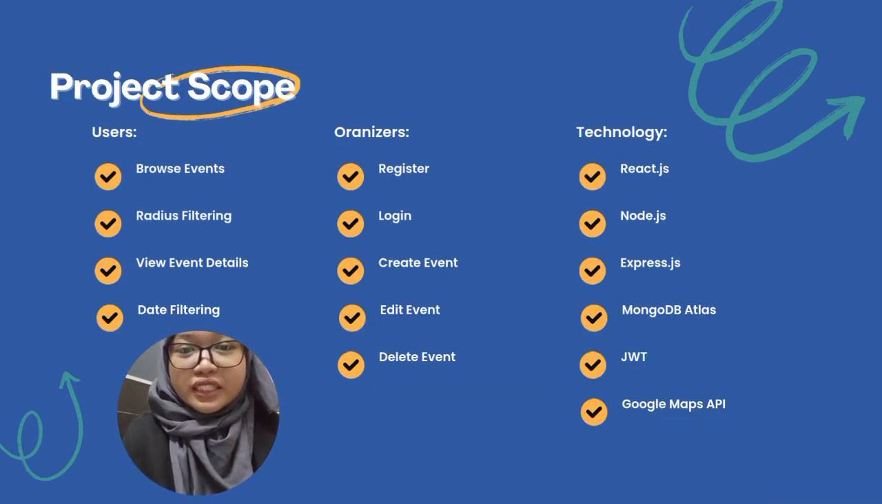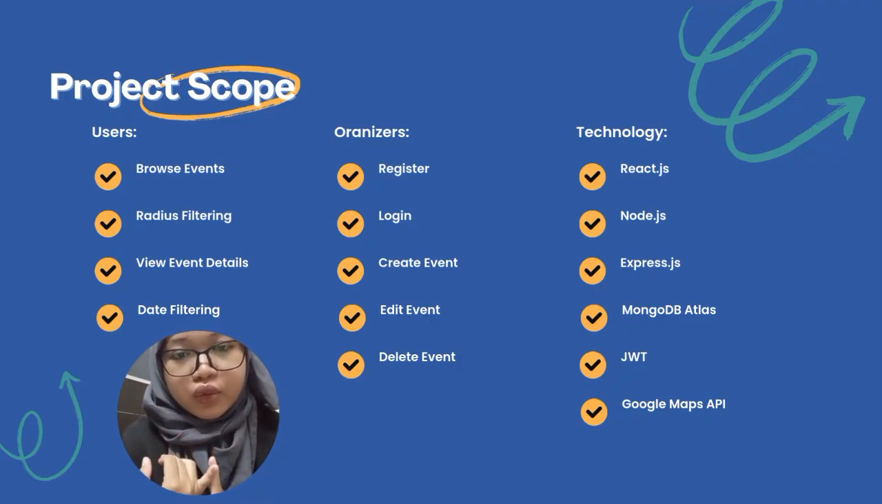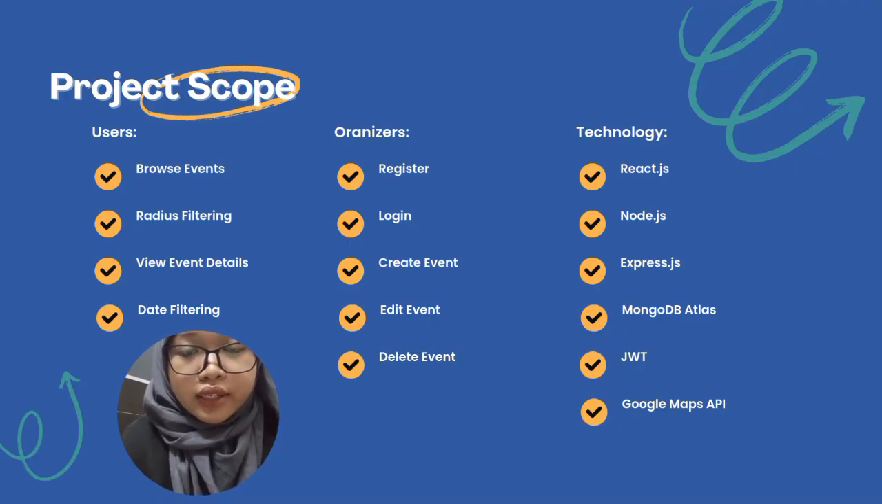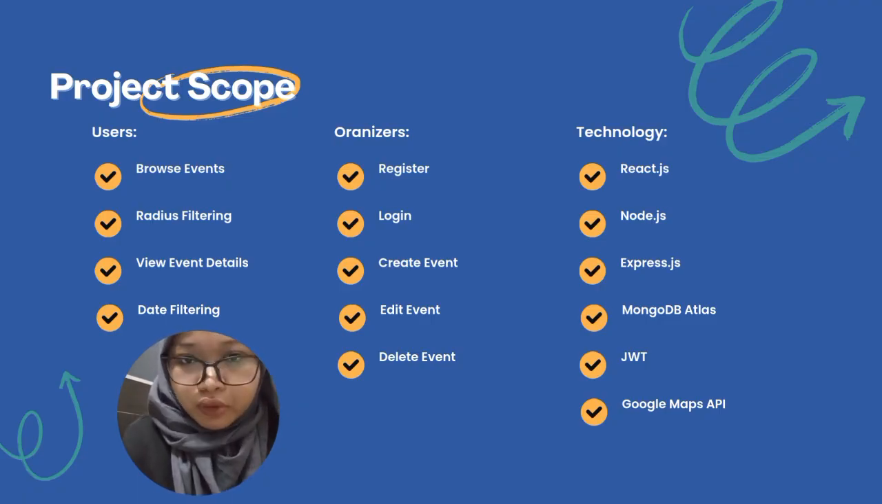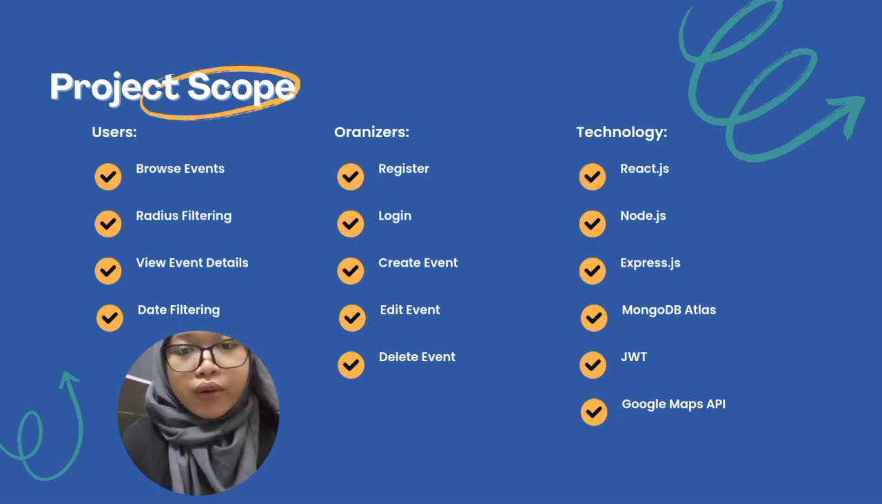Next, we will go through the scope of this project. For users, they can browse events on the homepage. They can also use a radius-based filter, which ranges from 1 kilometer to 50 kilometers, but the default radius will be set to 10 kilometers. They also can use a date filter and view event details on the event card or on the map.